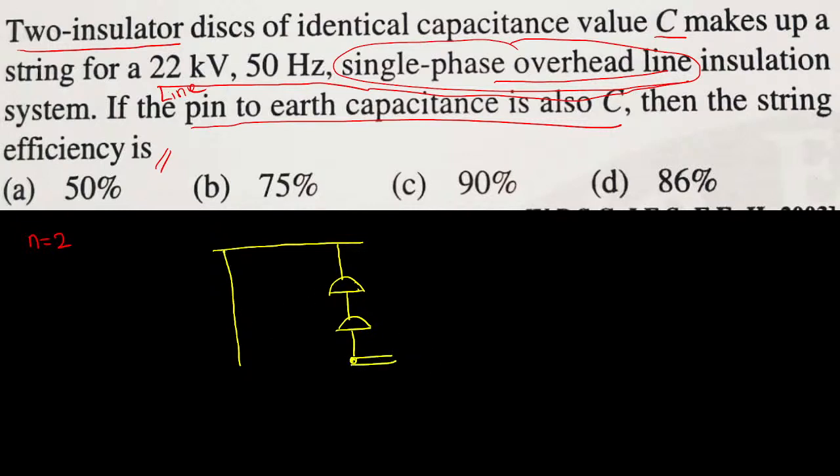Pin to earth means, see, this is our pole. This pole is directly short circuited with the ground. So this line will be simply acting as an earth line. That is earth. So here in between the transmission line, this is insulator, right? This is our pin. So in between this earth and pin, a capacitor will be formed. They are talking about this capacitor. You don't need to be worried about it. Okay, and this value is C.